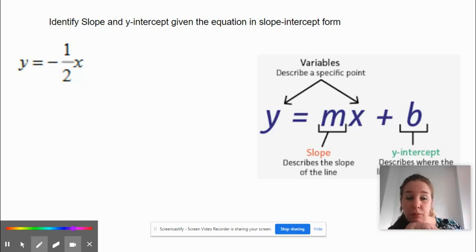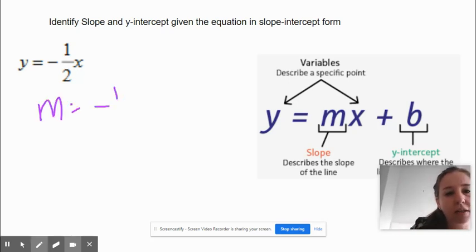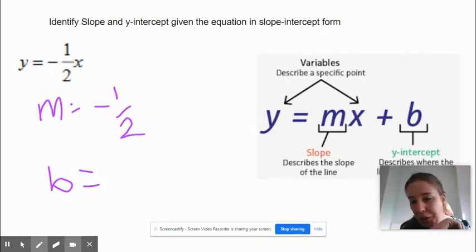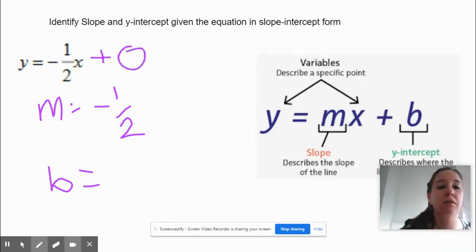All right, so now we have this weird thing. There's no plus b. What do we do? First, start with what you do know, right? My slope is the thing in front of the x, negative 1/2. Okay. And my b, what can you add to stuff without changing it? What amount of money could I give you without changing how much you got? Like literally nothing. Okay, so my y-intercept here would be nothing.